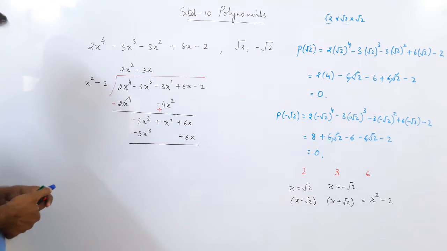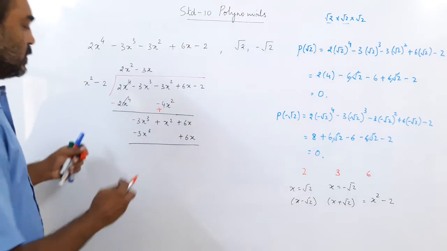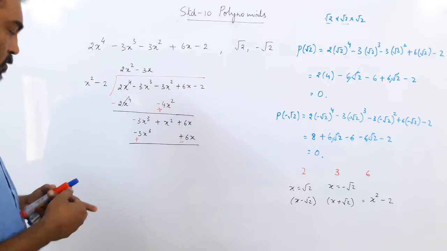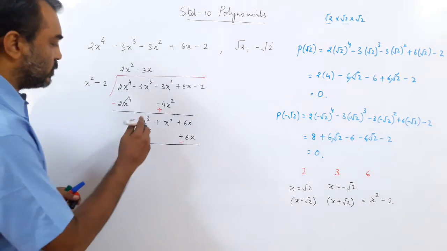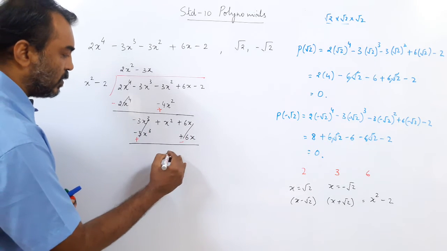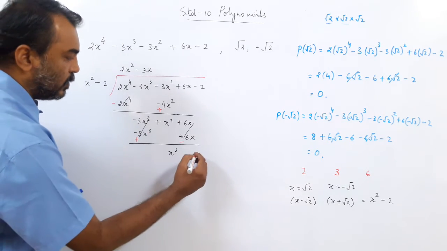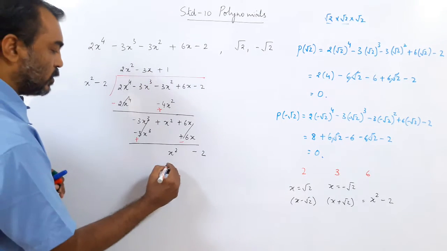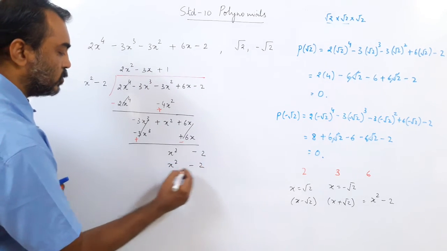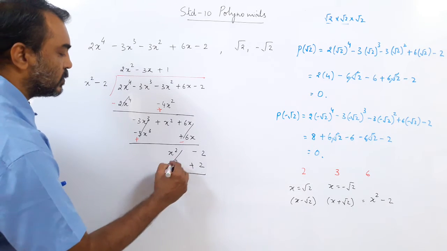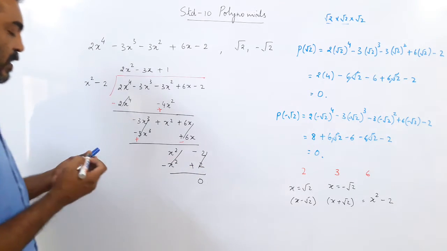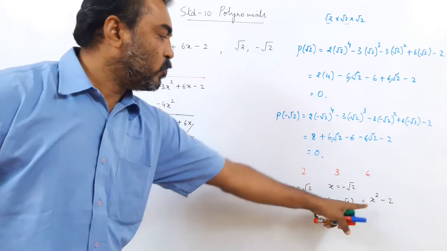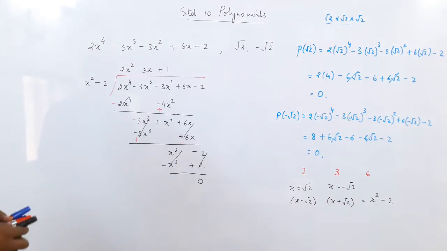Again, what happens here? This becomes plus, this becomes minus. So they both cut off. What remains? x square and minus 2. So I put a plus 1 here. So I get x square minus 2 into plus 1. So you can see what we have here. Because these two were a factor, then the product of both is also a factor. So we found it here.